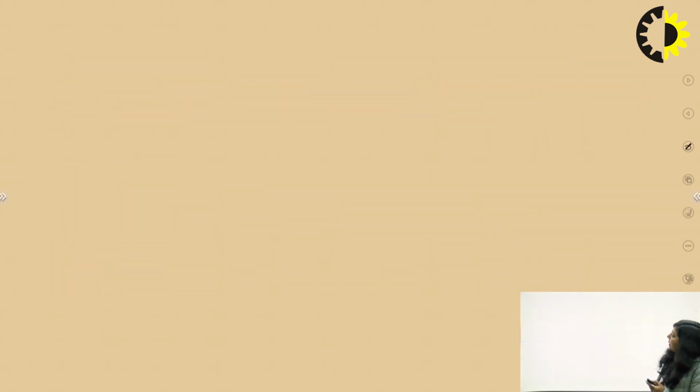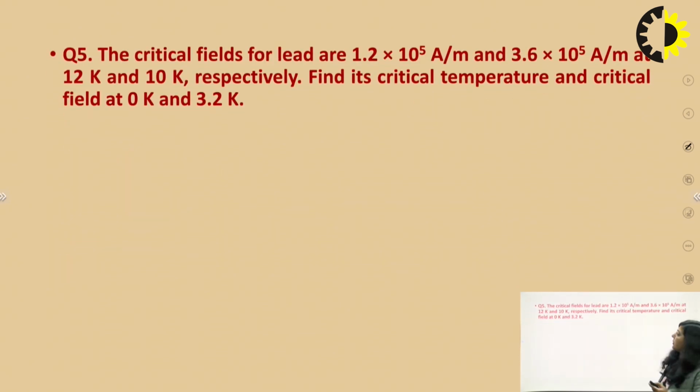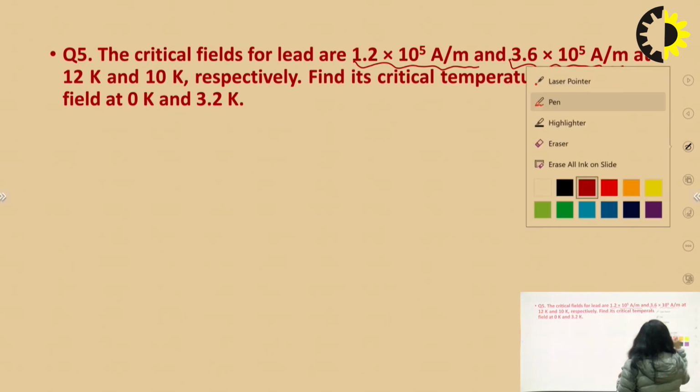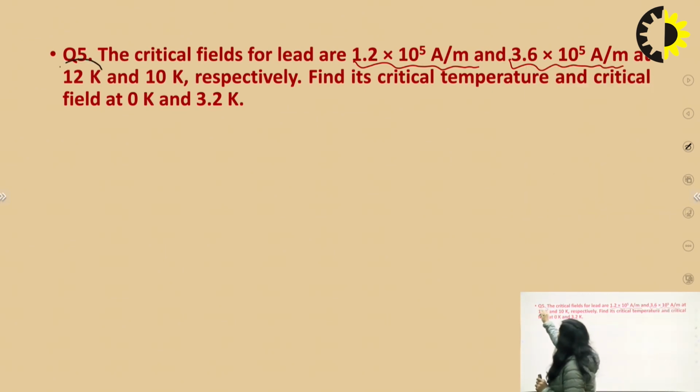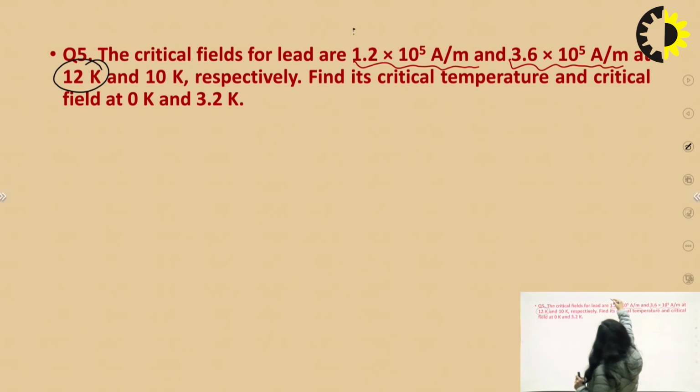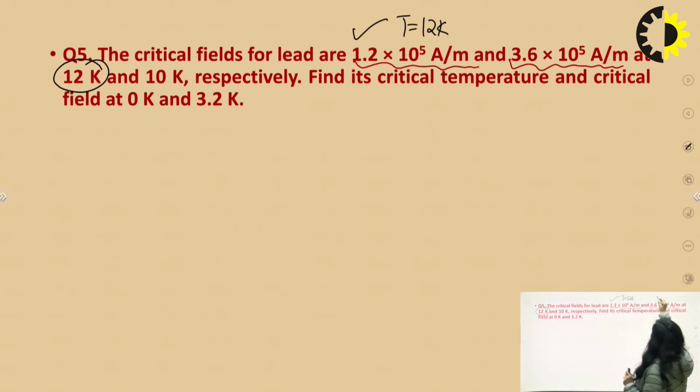Okay. Let's take another problem. In this particular problem, the critical fields for lead are 1.2 into 10 raised to power 5 ampere per meter, and 3.6 into 10 raised to power 5 ampere per meter. And these critical magnetic fields are defined at two different temperatures. The first field is at 12 Kelvin, and the second field is at another temperature, which is 10 Kelvin.